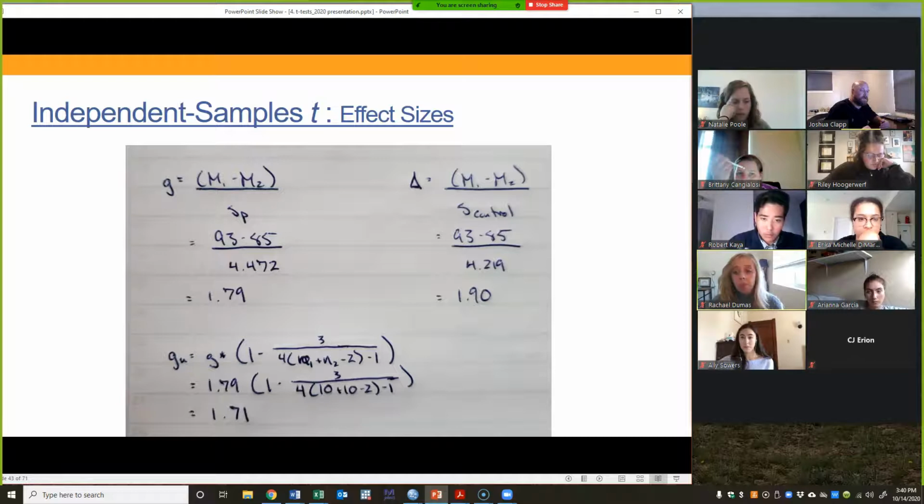Okay. Or maybe I go through and decide to calculate Glass's delta. Erica, can you give me a justification or an argument for why delta might be the best or a good effect size to report here?